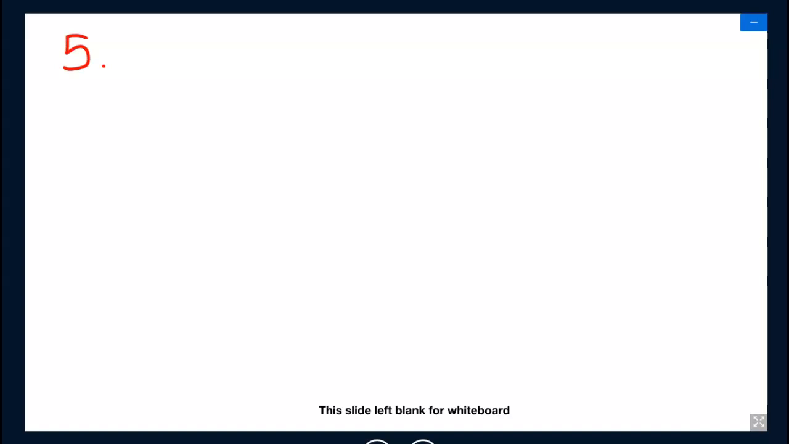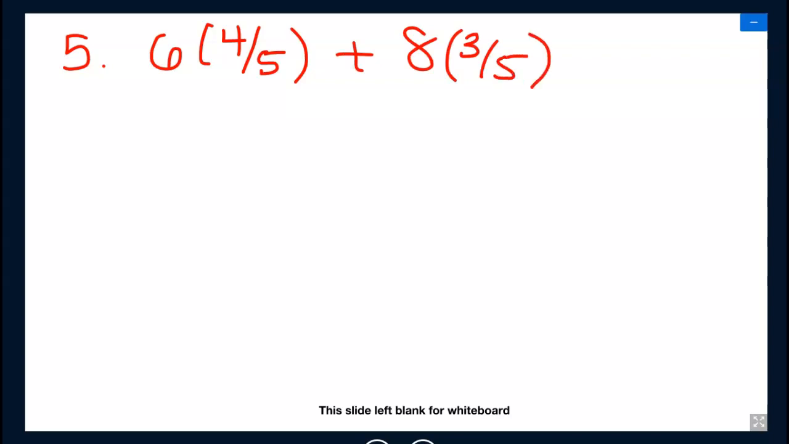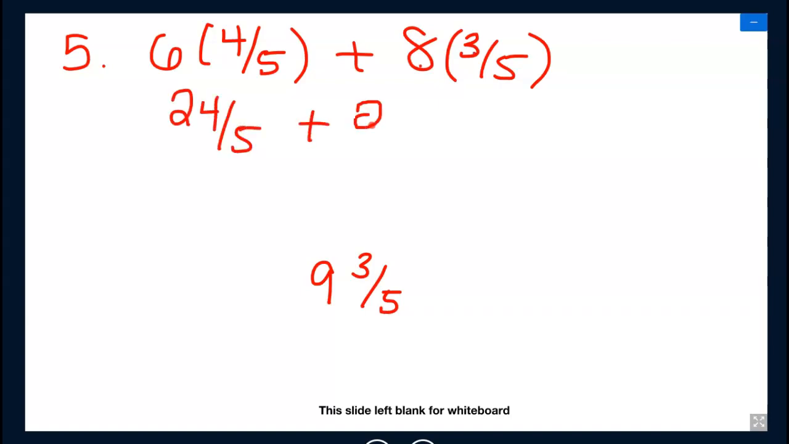Sierra, what'd you get for 5? Okay, so we have 6 times 4/5 plus 8 times 3/5. So she said she got 9 and what? So 6 times 4 is 24. 8 times 3 is 24. 24 and 24 is 48/5. So good. 5 goes into 48 9 times with 3 remaining.